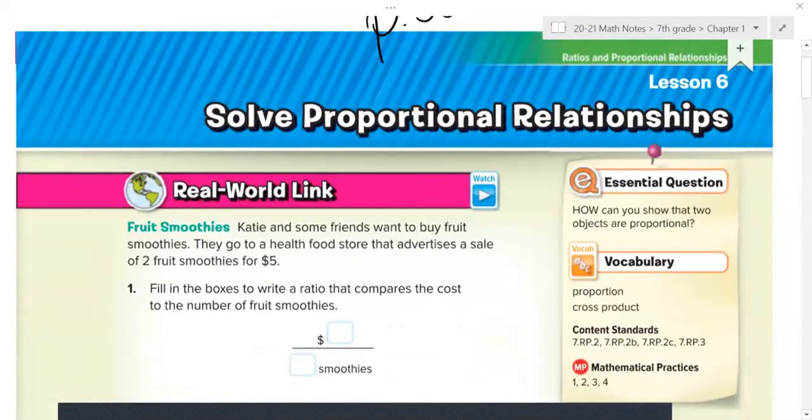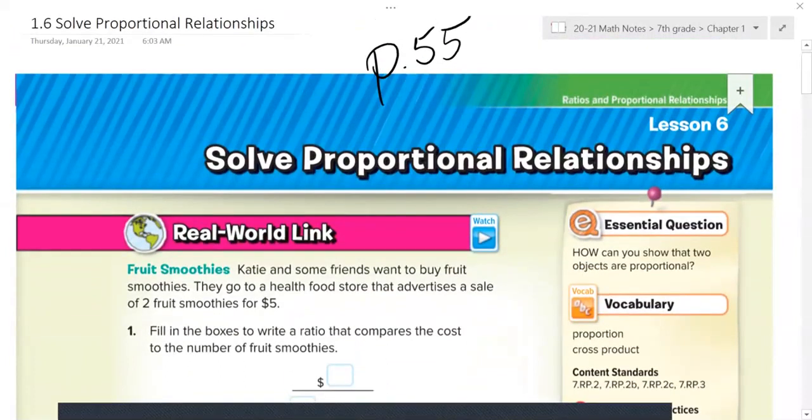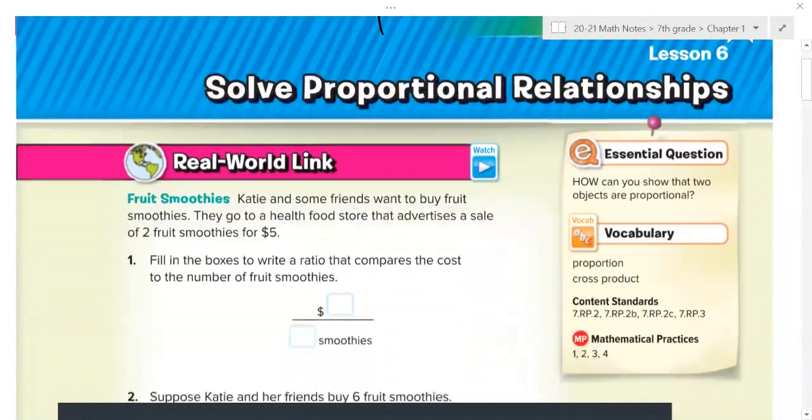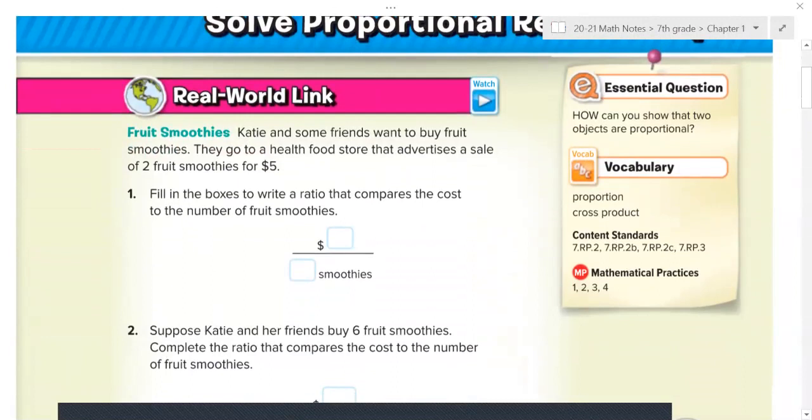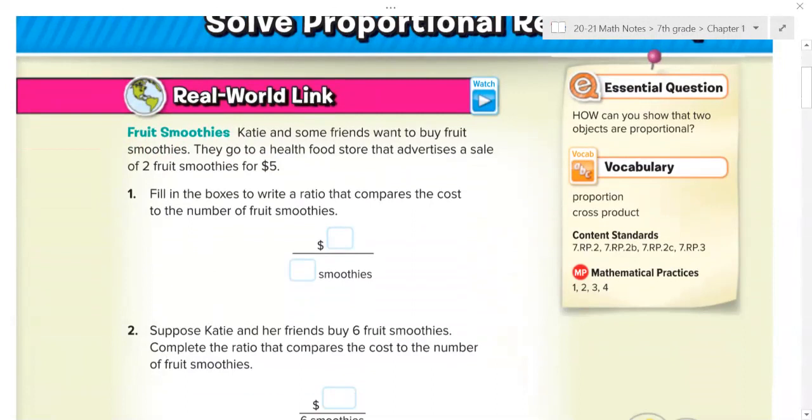So we're on page 55, solve proportional relationships. This is chapter 1, lesson 6. Fruit smoothies. Katie and some friends want to buy fruit smoothies. They go to the health food store that advertises a sale for 2 fruit smoothies for $5. Fill in the boxes and write the ratio that compares to the cost of the number of fruit smoothies.